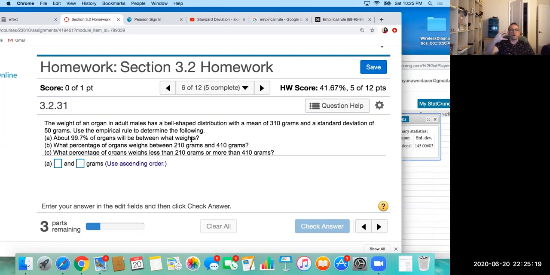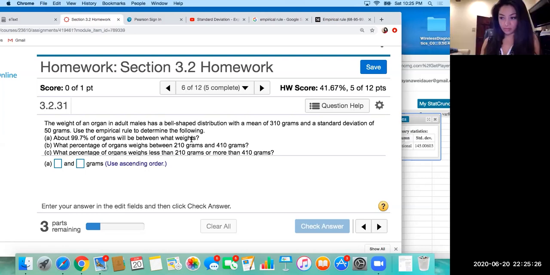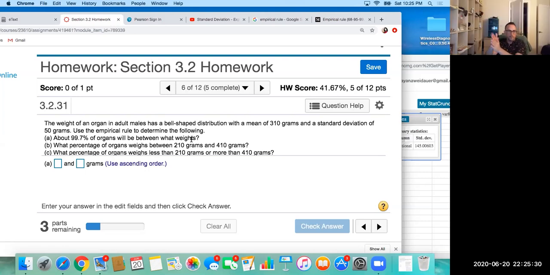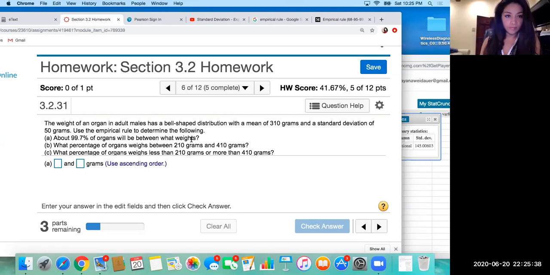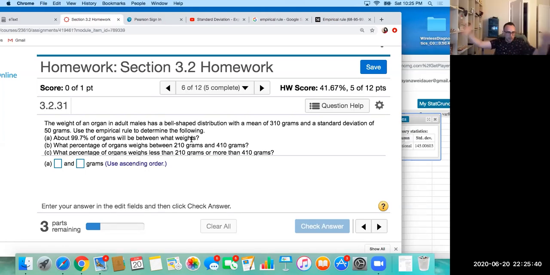Why am I adding 3? Because remember I told you 1, 2, 3? Remember what's the name of the rule? 68, 95, 99.7? So 99.7 is the biggest one, so that's the 3. So I have to add 3 standard deviations and subtract 3 standard deviations.